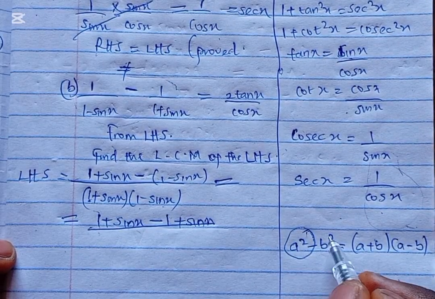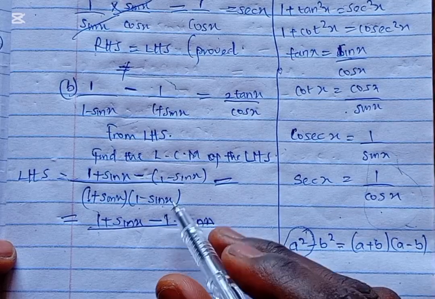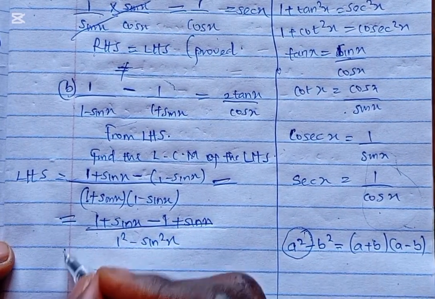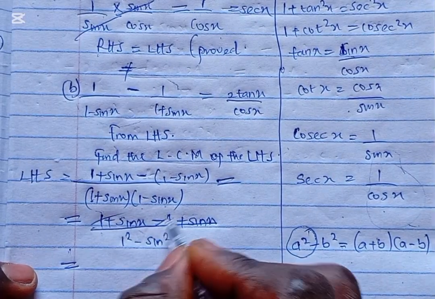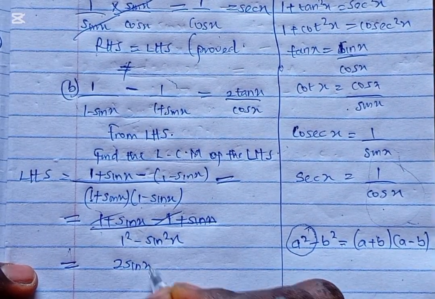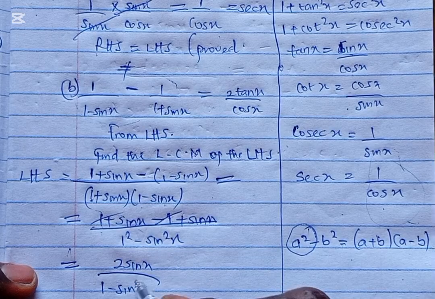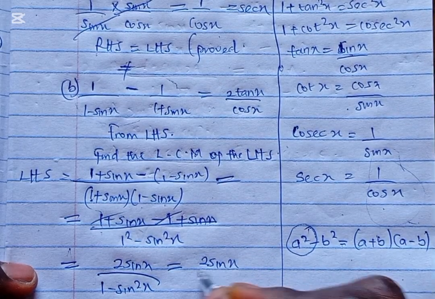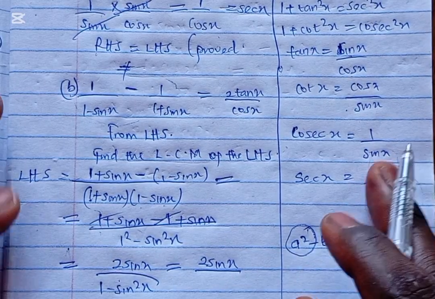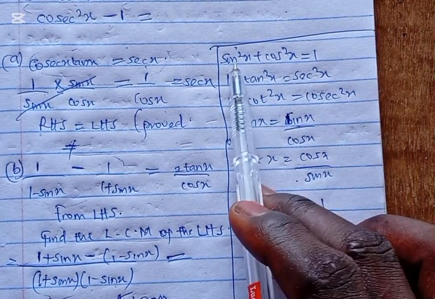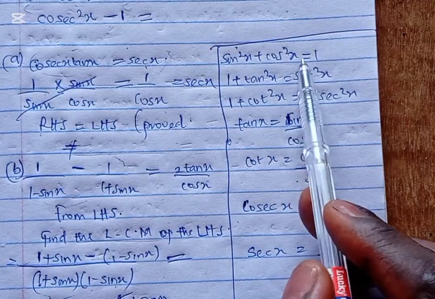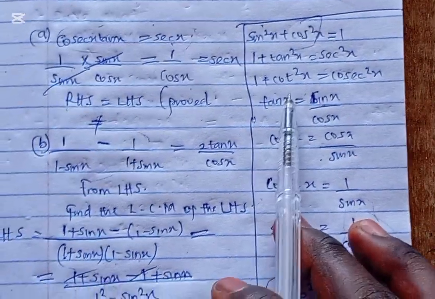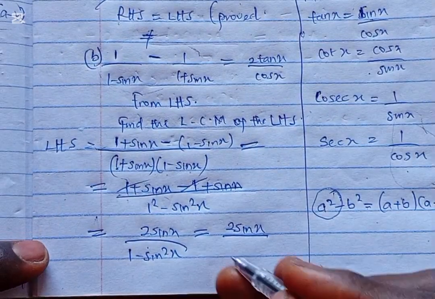b square is what? Sine x. So it means that 1 square minus sine square x. Which is equal to, 1 plus 1, I have 2 sine x over 1 minus sine square x, which is equal to 2 sine x over 1 minus sine square x, which will give you cos square x, due to the first equation. That is, I can say my cos square x is equal to 1 minus sine square x.